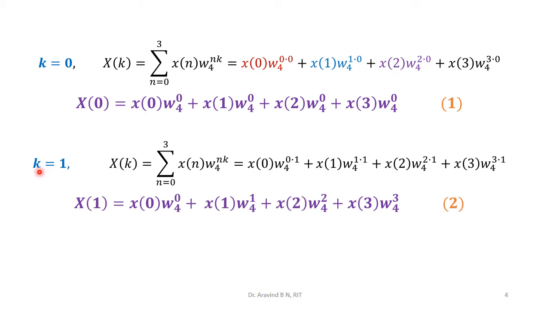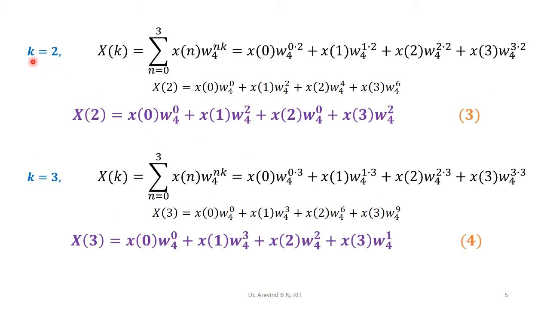In continuation, at k equal to 1, we are going to have this expansion, and after the simplification of these powers we are going to have this one, that is X of 1 is equal to x of 0 omega 4 power 0 plus x of 1 omega 4 power 1 plus x of 2 omega 4 power 2 plus x of 3 omega 4 power 3. Let us call this expression 2.